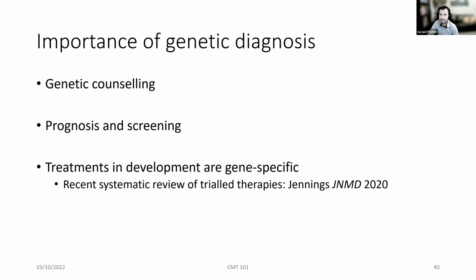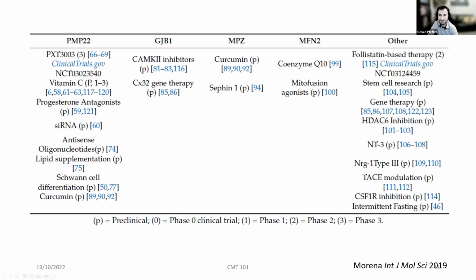Getting a genetic diagnosis is very important, even if it doesn't result in a change in patient care. It helps us be sure about what the risk is to other family members. If we know what the mutation is, it allows us to prognosticate and do screening. And I should emphasize that treatments that are in development are gene specific, so to be eligible for some of these treatments, we will need to have a genetic diagnosis. And I think I'm running low on time, so I better hurry up.